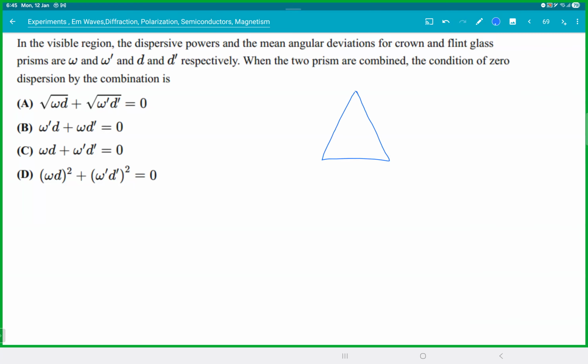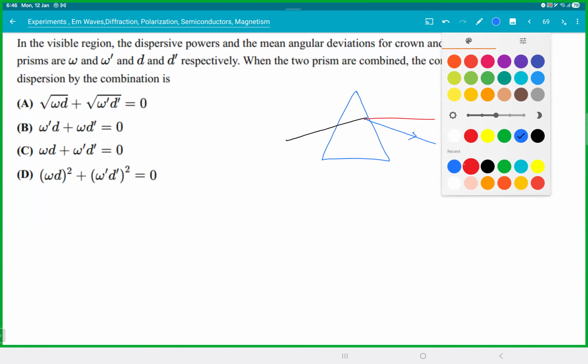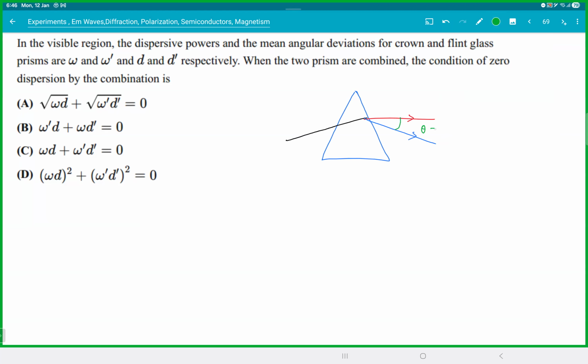What is zero dispersion? If you send white light, it actually splits into different colors. This angle between them is your angle of deviation, which is delta violet minus delta red, which is A into mu violet minus mu red. And omega would be theta by delta average, which is mu violet minus mu red by mu yellow minus 1, or mu average minus 1.